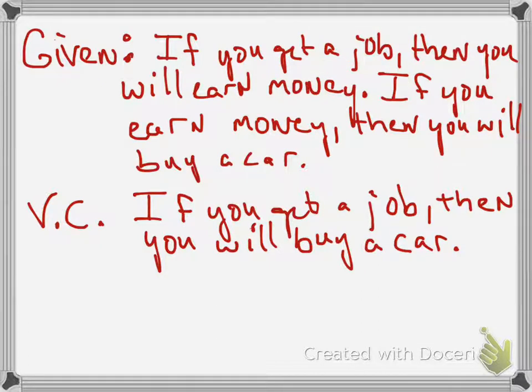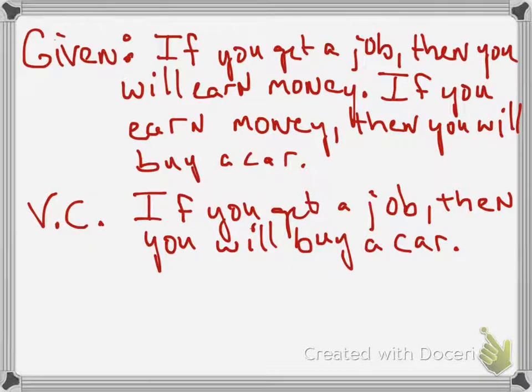If you get a job, then you will earn money. If you earn money, then you will buy a car. Okay, so based on this, a valid conclusion is that if you get a job, then you will buy a car. Using the law of syllogism, you can say that because you're eliminating that middleman.